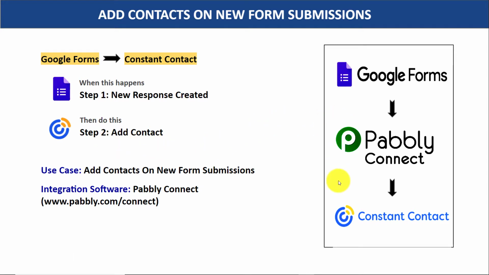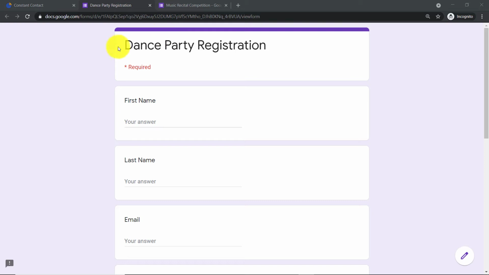So in this video, we will be using Pabbly Connect to integrate Google Forms and Constant Contact. The best part of using Pabbly Connect is there is no need for coding skills or programming knowledge. It can be done easily. Let me show you on my screen. Okay, so we will begin with a small example.